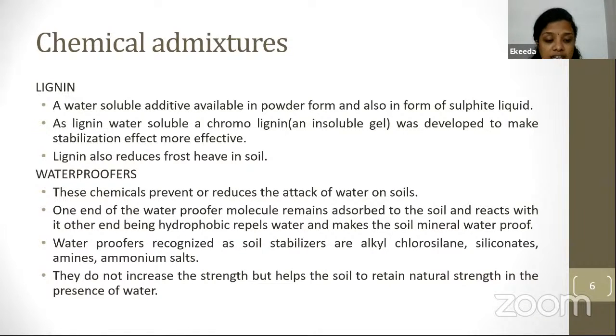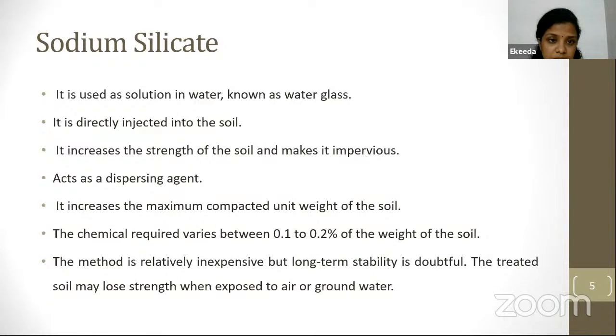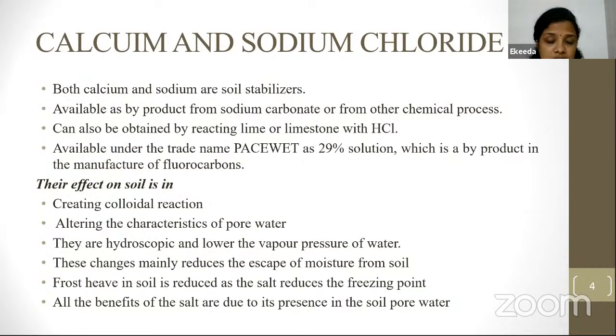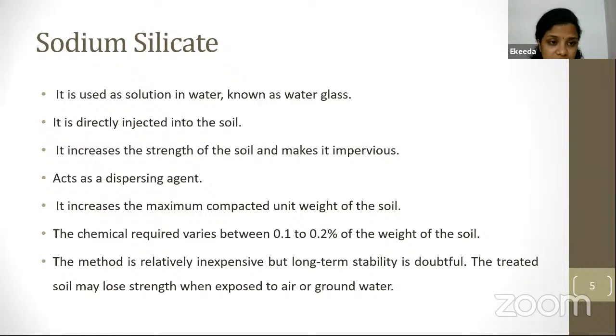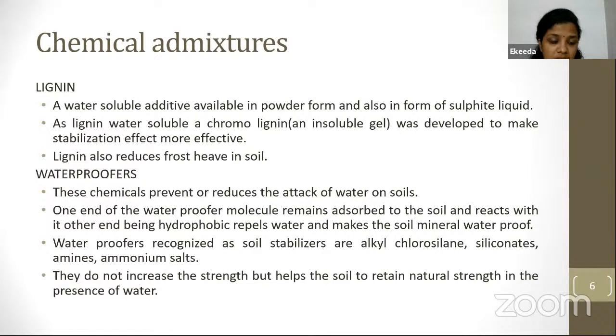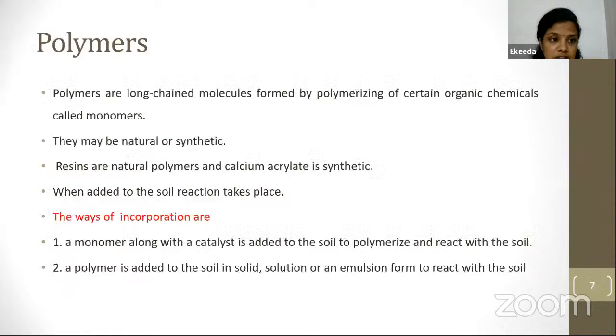So even if it is a highly rainy condition or underwater, if we add these waterproofers to the soil, what happens? It will reflect the water out and thereby stabilizes the soil. So that is the condition when you add waterproofers. So what are the chemicals that we are adding? Calcium and sodium chloride, sodium silicate, lignin, and waterproofers are the chemicals that can be added to the soil to alter the properties. Then next is polymers.